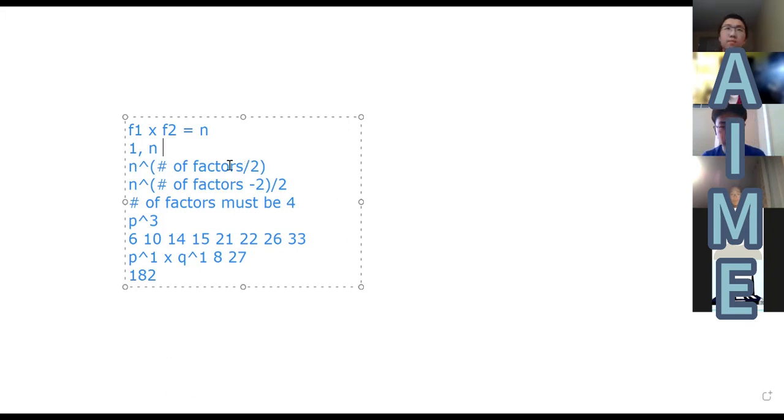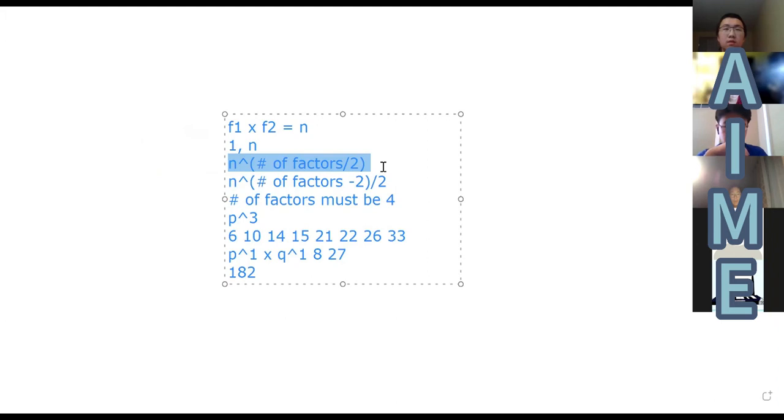So for all factors, the product of all of the factors of n would be n to the number of factors over 2, because you can pair up the factors so that each pair multiplies to n. But excluding 1 and n, it would just be n to the number of factors minus 2, over 2. Okay. Product of all the proper divisors.